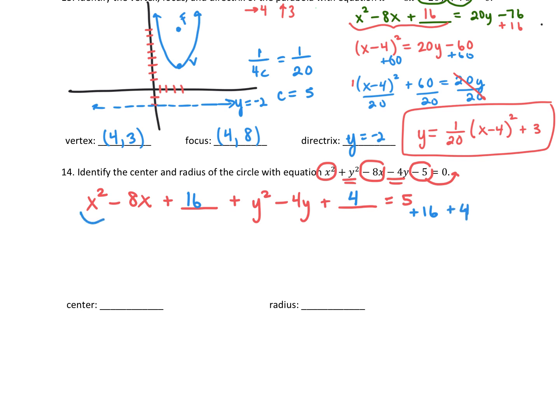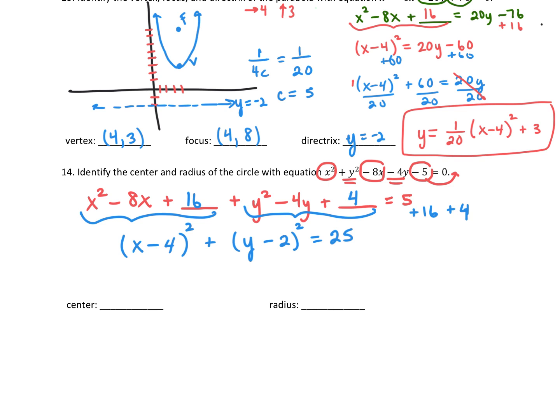Okay, so this is factorable. Factors of 16 that add up to -8 is a -4 and a -4, so x minus 4 squared, plus, now this is factorable, factors of 4 that add up to -4, y minus 2 squared equals, and then we're going to add these together, 5 plus 16 plus 4 gets us 25.